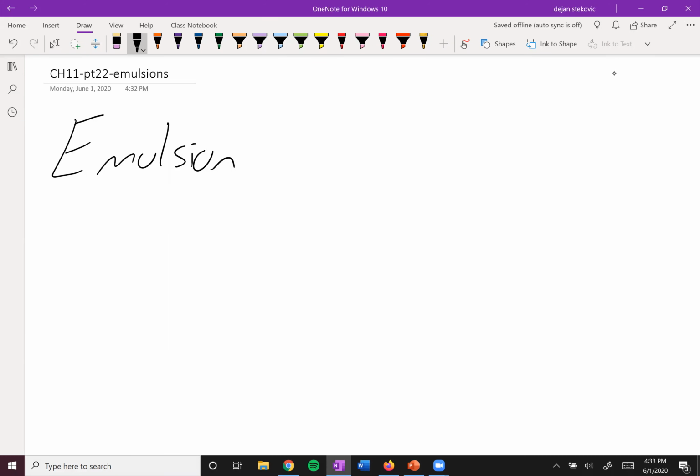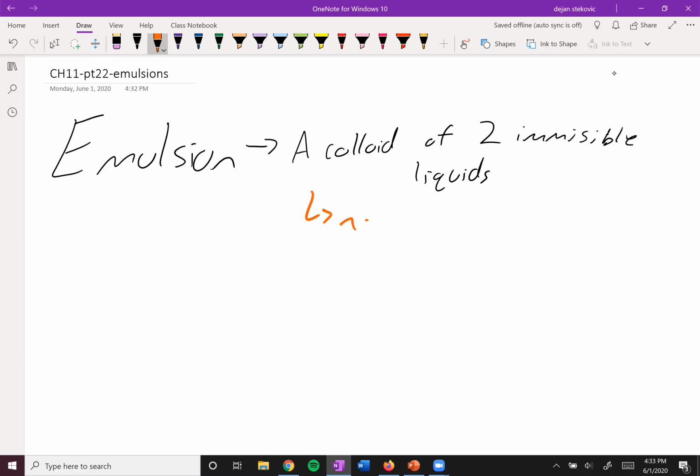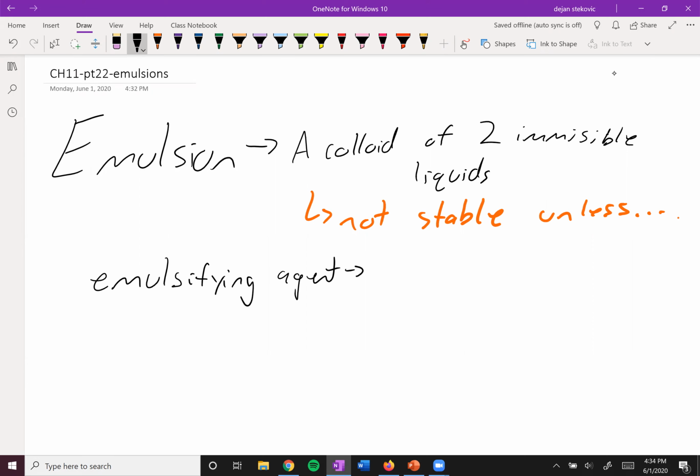All right, so the last thing is emulsions. Emulsions are defined as a colloid of two immiscible liquids. Kind of like oil and water, you shake them up, they'll mix for a little bit, but long term, they're not stable. They'll separate back out unless you have something known as an emulsifying agent. An emulsifying agent is a substance that keeps emulsions from separating.